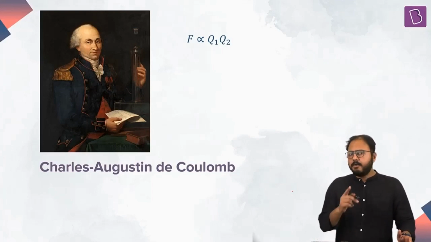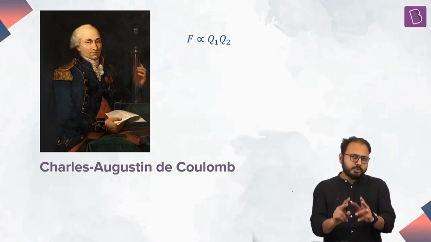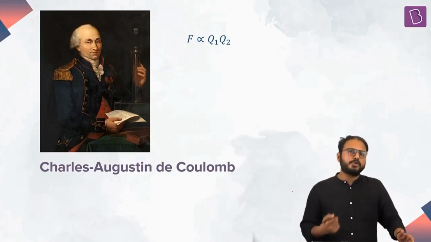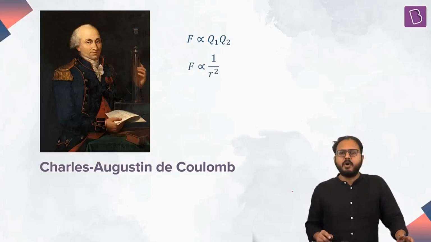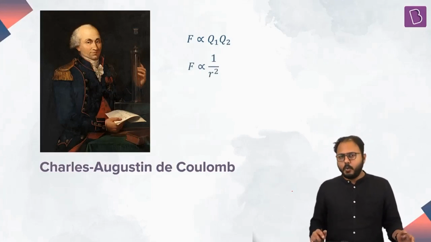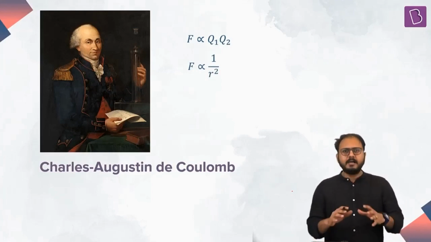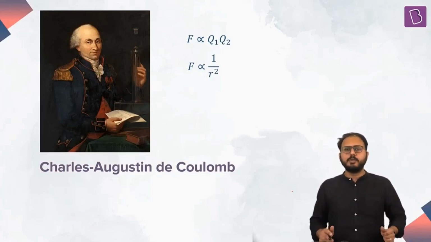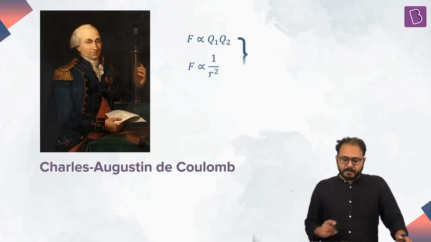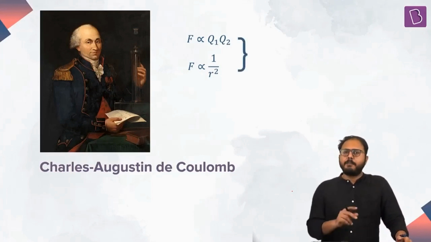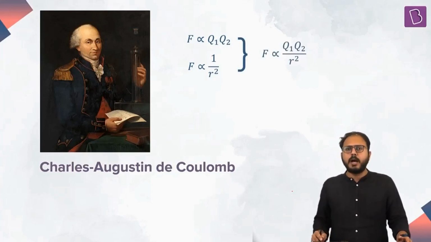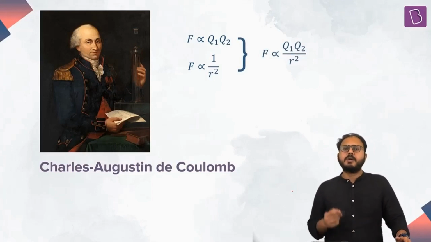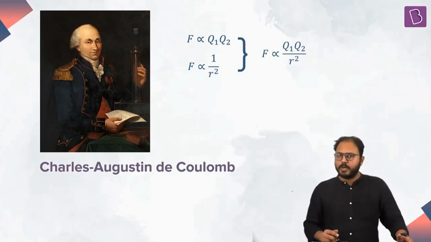The law says that the force of electrostatic interaction between two static point charges is directly proportional to the product of the charges and inversely proportional to the square of the separation between them. If Q1 and Q2 are the charges involved in the interaction, F is proportional to Q1 Q2, and if they are R apart, F is proportional to 1 over R square. When I club these two, I have a proportional relationship: F proportional to Q1 Q2 upon R square. I wish to convert this proportionality into an equation.